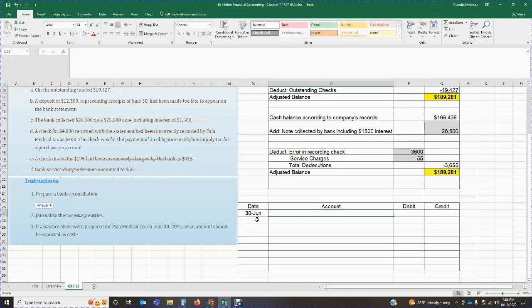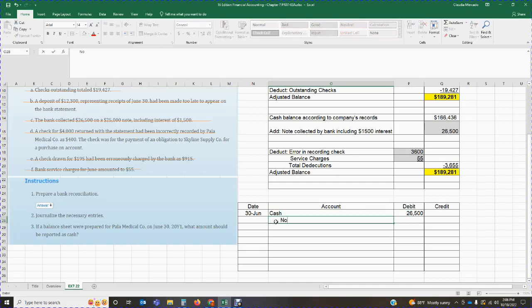So the first thing that we're going to go ahead and record is that note that was collected. Letter C, it was $26,500, $25,000 principal, $1,500 interest. So what did we receive? We received cash of $26,500.